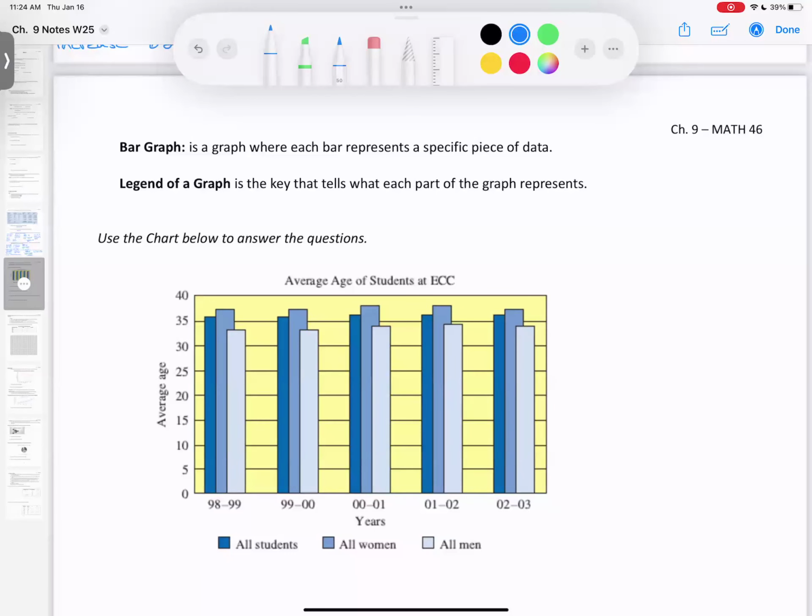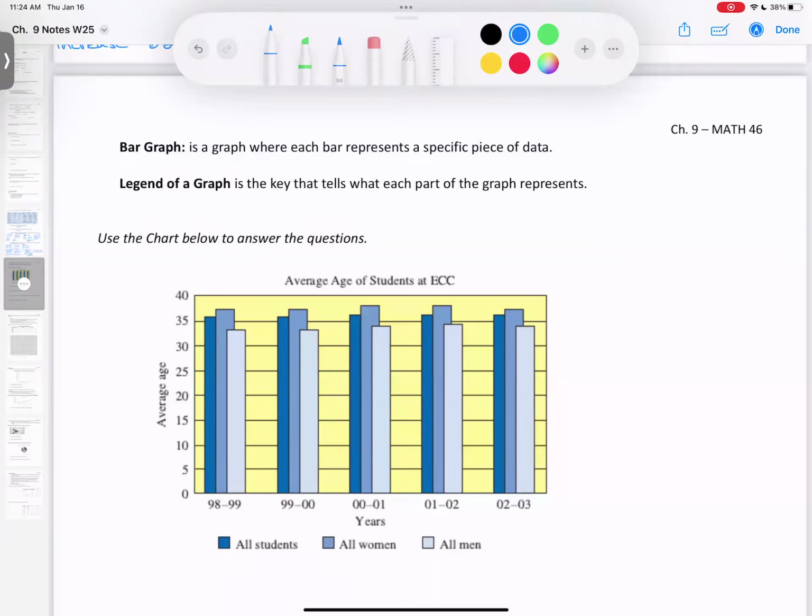So next up, we're going to look at bar charts. Bar charts show the data in a little bit different way. They're really good at showing differences between data. Each bar represents a specific piece of data. And then you need to have a legend that tells you which part of the graph represents what. Or sometimes, for less complicated data, each bar will be labeled down below.